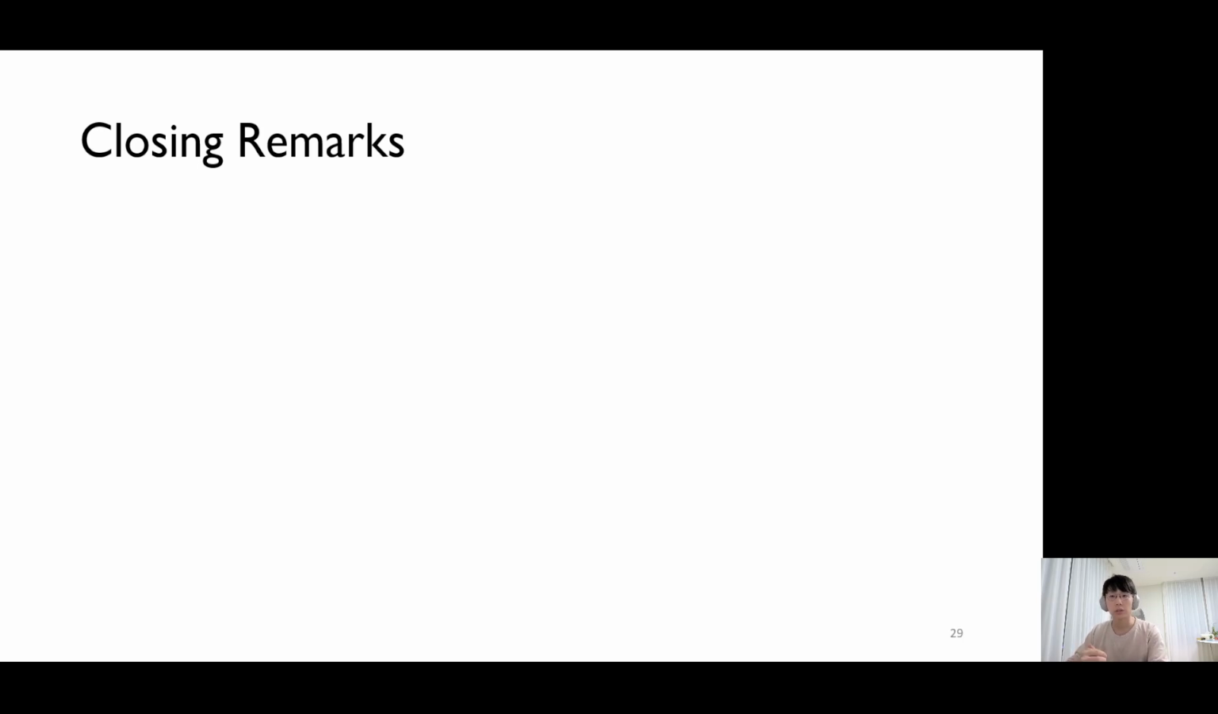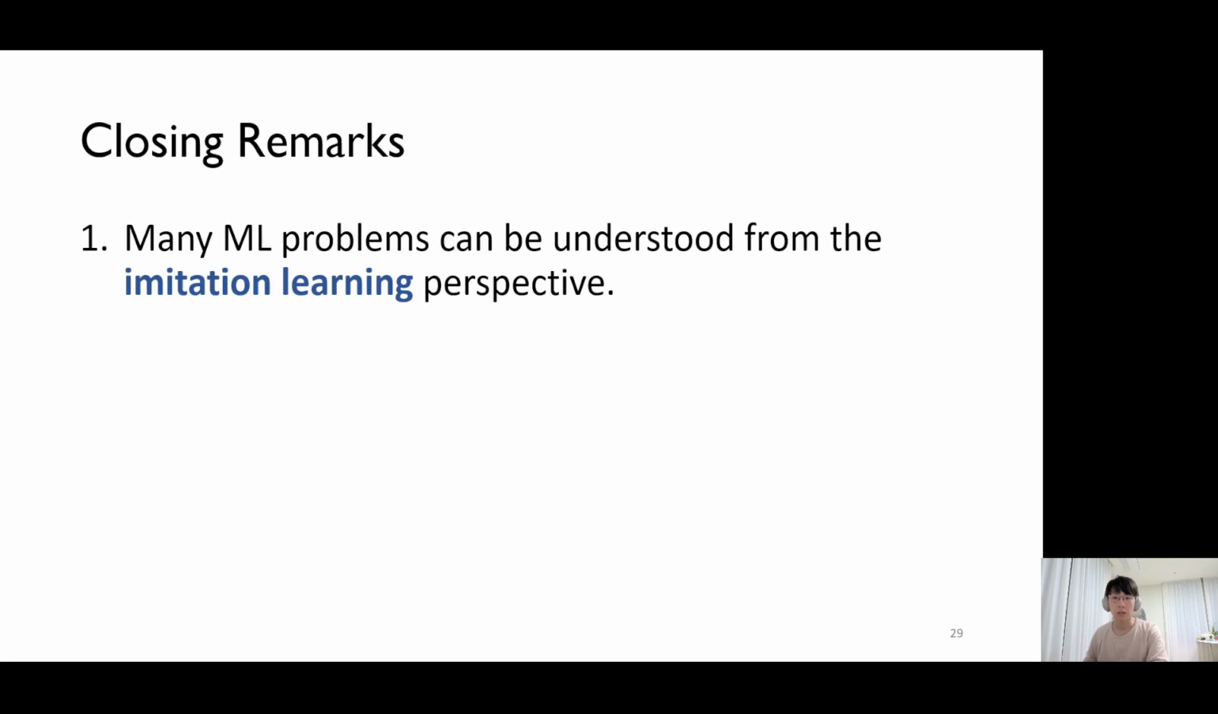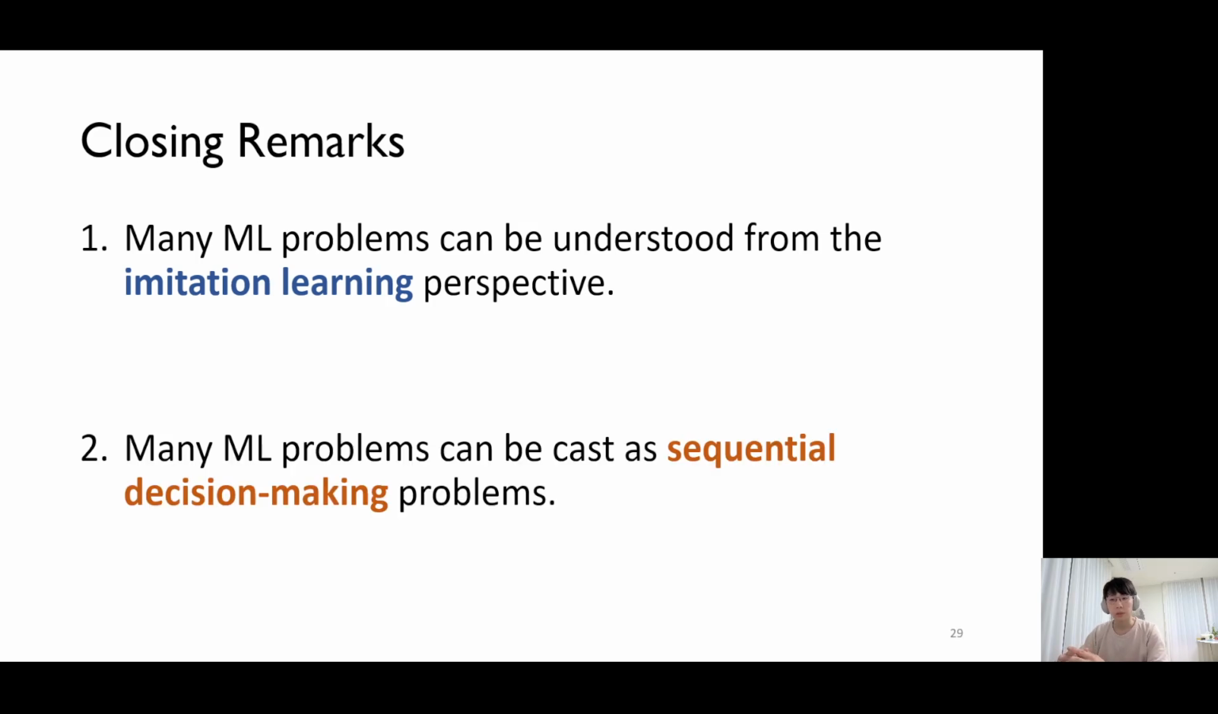To conclude, I would like to share a few personal reflections. First, I have realized that many ML problems can be viewed through the lens of imitation learning because eventually we want our algorithm to mimic a certain behavior. Similarly, many ML problems can be framed as sequential decision-making problems because many ML problems involve multiple steps of computation. By this point in the talk, I hope I have convinced you of these connections by presenting D by ME and D by DP as examples. I believe there is still much to explore in this direction, and I'm excited to see what the future holds.